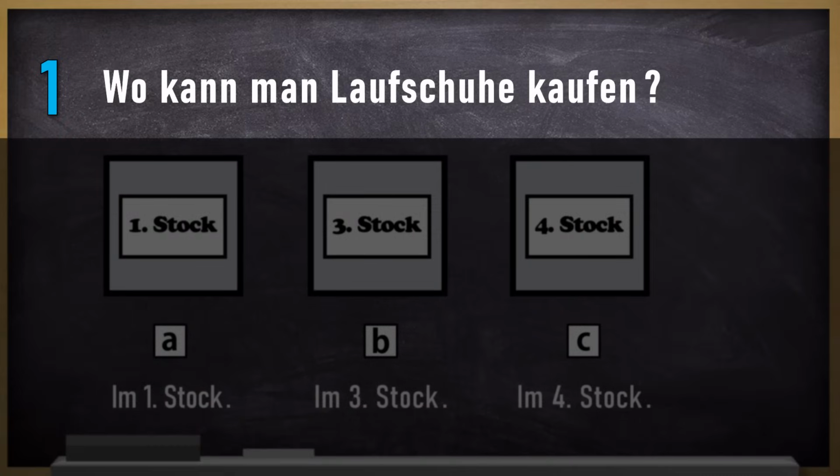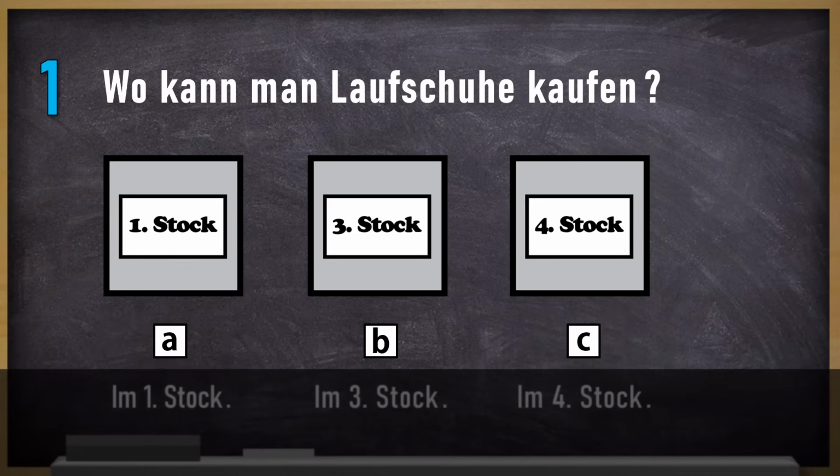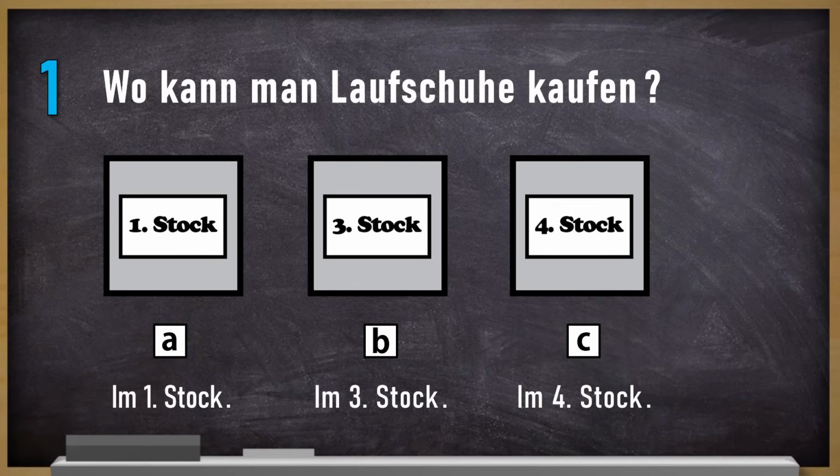Zuerst siehst du eine Frage. So at first there is a question. Below this question, there are 3 pictures, 3 Bilder, A, B und C. And there's also a sentence that belongs to each picture. This can vary. Sometimes there's just a word or a number. Now let's prepare this first dialogue.